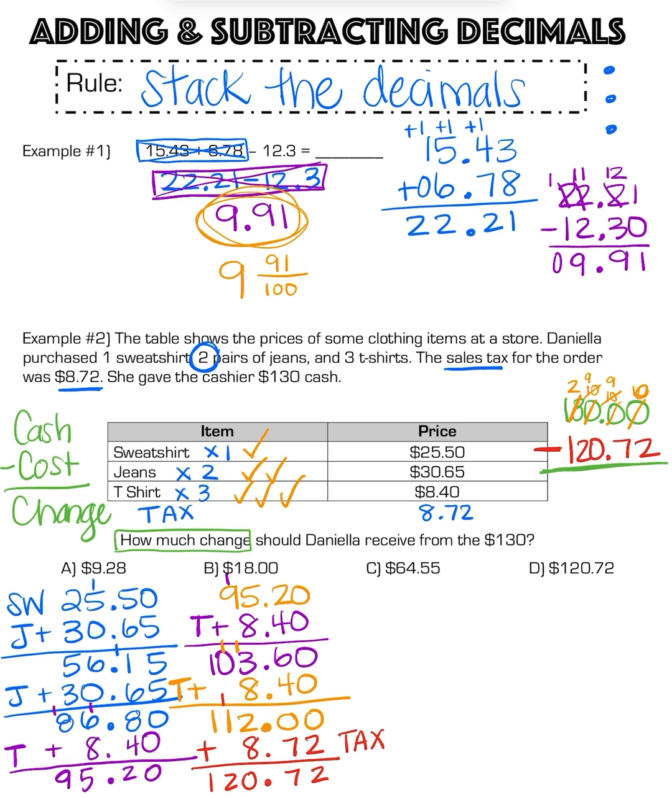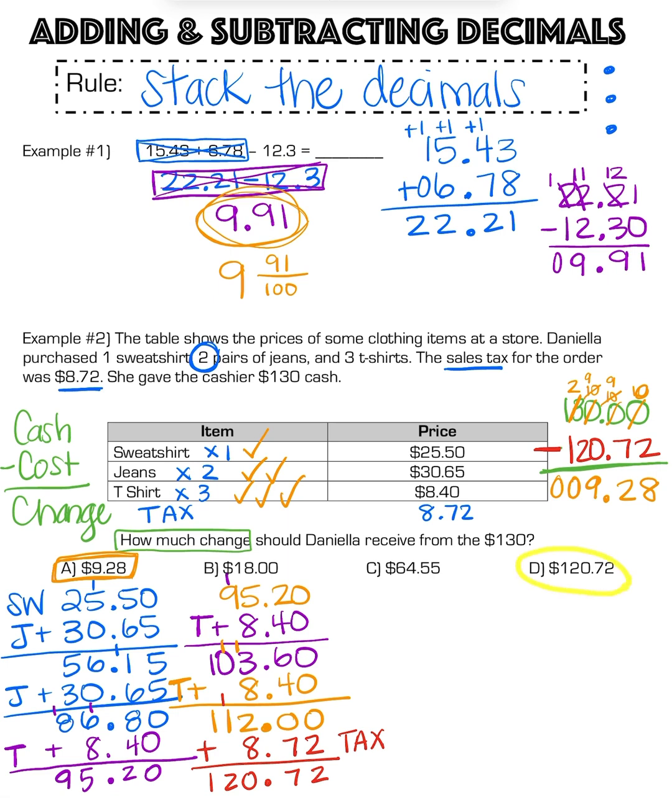So 10 minus 2 is 8. 9 minus 7 is 2. Bring down your big bold decimal. 9 minus 0 is 9. 2 minus 2 is 0. And 1 minus 1 is 0. So how much change did she receive? $9.28. That's how much money they gave her back after she paid for all her items.